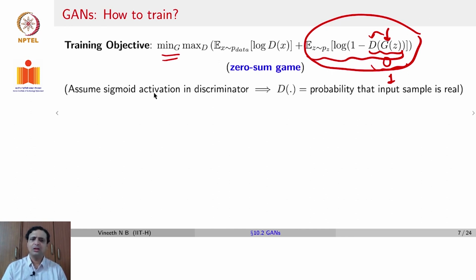And we assume that the discriminator has a sigmoid activation at its output layer. Remember, the discriminator, at least in this particular example that we're talking about, is a binary classifier. It only has to say real or fake. So the best activation function that you can have in the output layer of a binary classifier is the sigmoid activation. We now assume that a discriminator has a sigmoid activation function in its output layer.